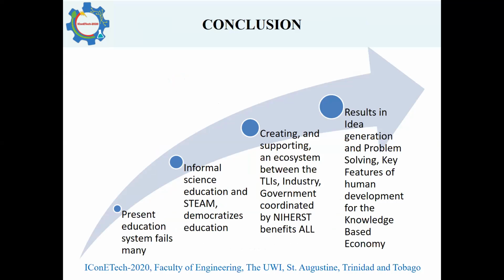Conclusion. The present education system fails many. Informal science education democratizes education, creating and supporting an ecosystem between the TLIs, industry, and government. Driven by NIHERST, it will benefit all, and results in a generation of problem solving, which is the key feature in human development in a knowledge-based economy.